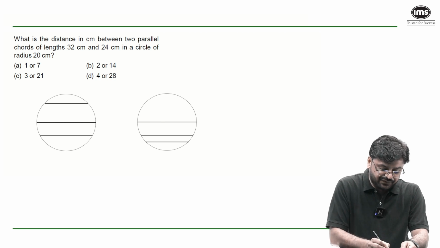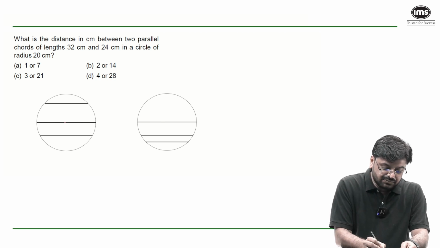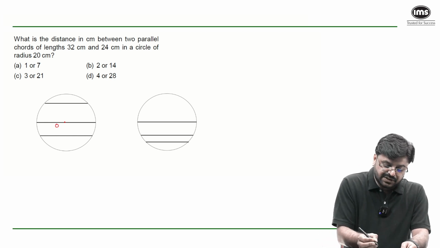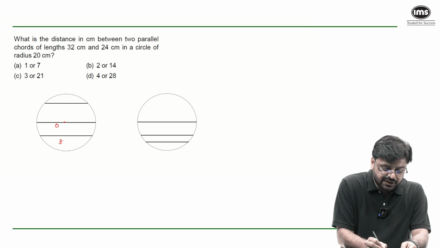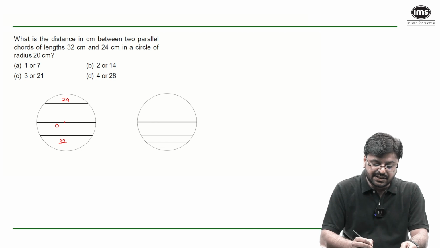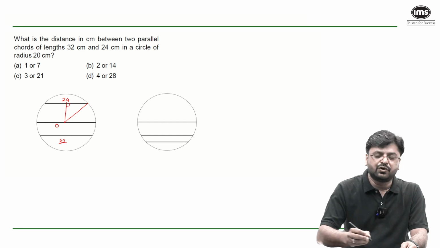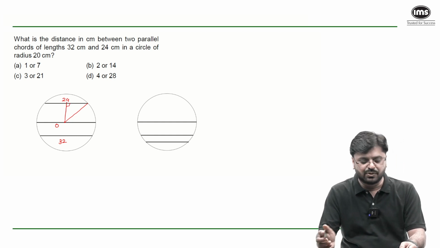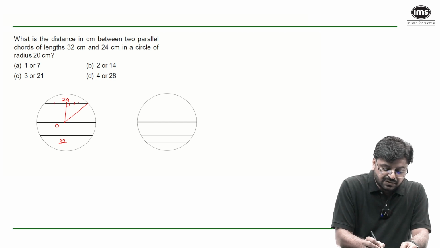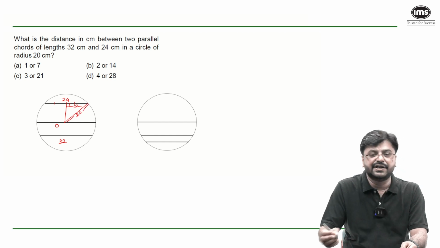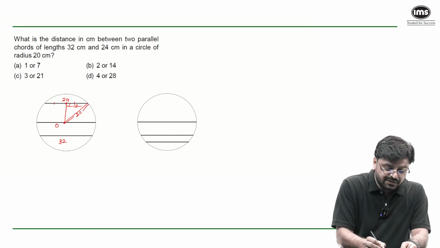Now, if I take the first case, let's say O is the center, this is a chord of length 32, this one is 24, and the radius is given as 20. Now if you drop a perpendicular from the center on a chord, it bisects the chord, which means this part is 12, and this is given to me as 20, the radius. So we can calculate this part.